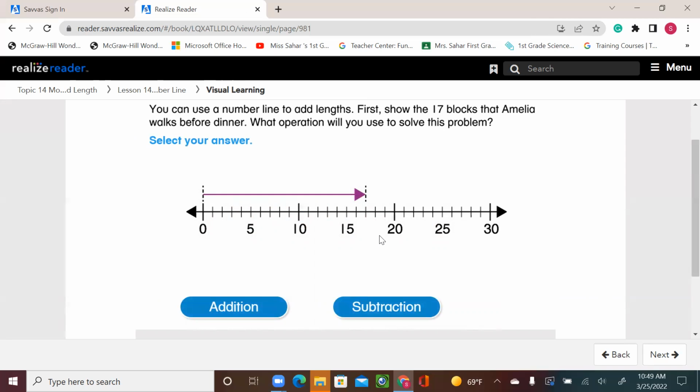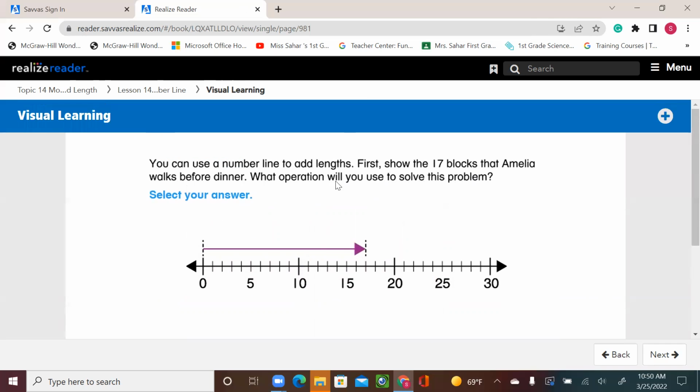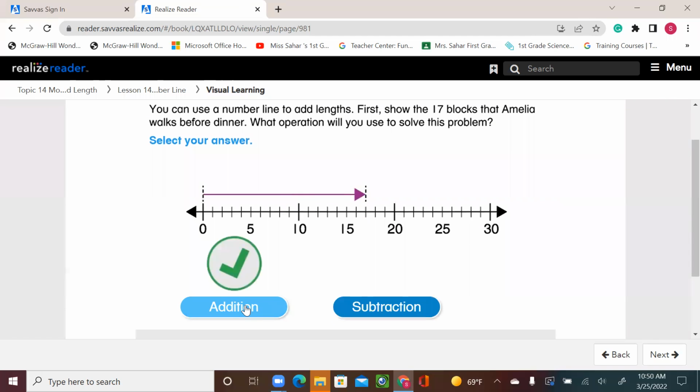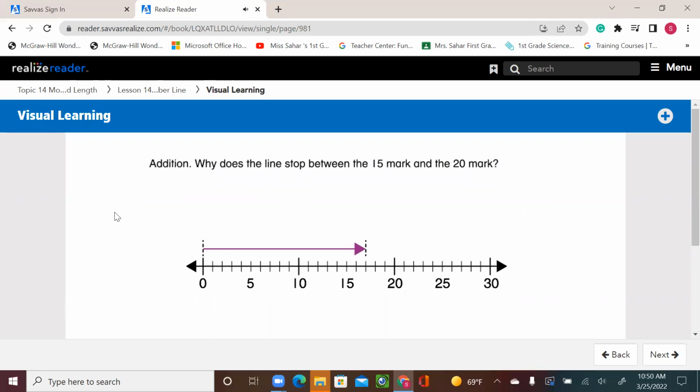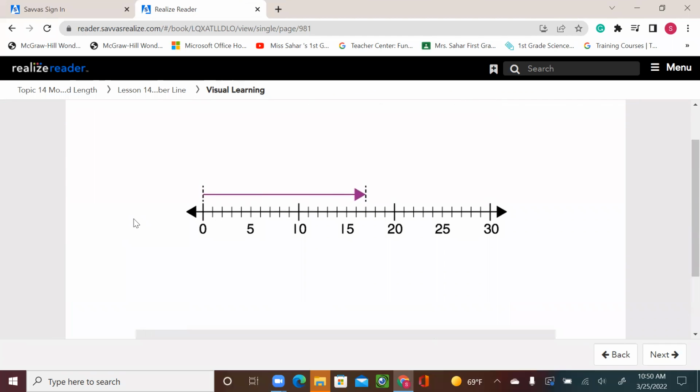I'm gonna be adding, so I'm gonna use addition because first she walked 17 blocks and then she walked again. She added more after dinner. Addition. Why does the line stop between the 15 mark and the 20 mark? Because we're looking for 17. So this is 15, 16, 17. That is where 17 is. It is 2 spaces past 15.